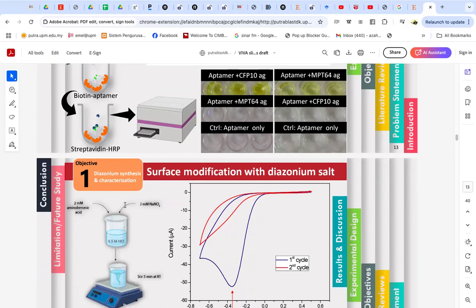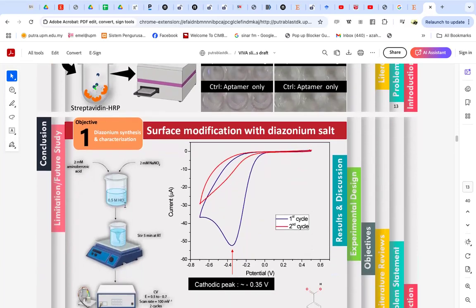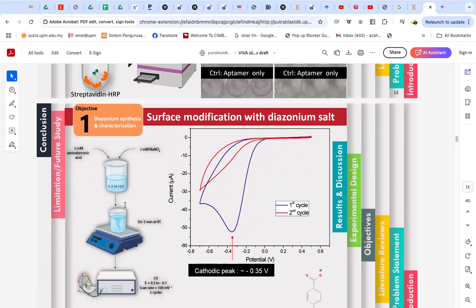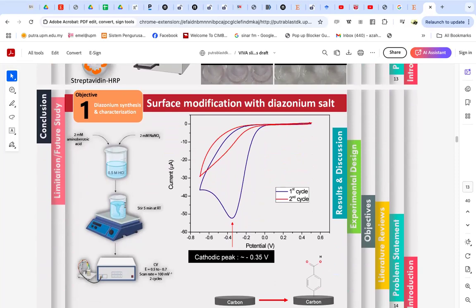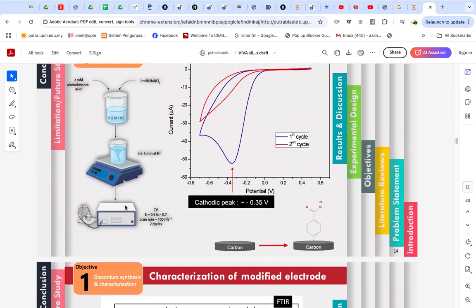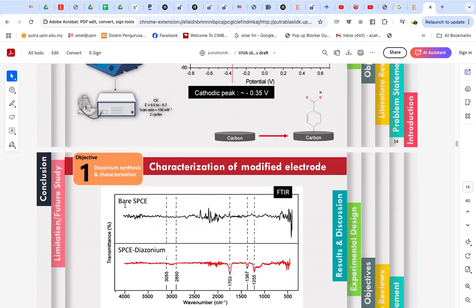And then next is the surface modification, whether it gives what we want, whether the diazonium is attached onto the surface of this sensor. This is what makes a difference between the transducers. In this case, we're talking about electrochemical transducers, so we need to do electrochemical characterization for the electrode. It is different when we do optical. It does not require this.